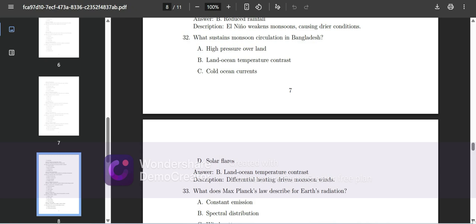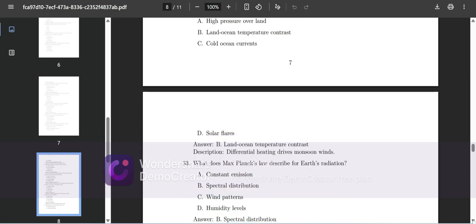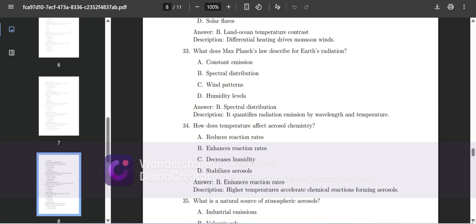What sustains monsoon circulation in Bangladesh? Land-ocean temperature contrast. What does Max Planck's law describe for Earth's radiation spectral distribution? It quantifies radiation emissions by wavelength and temperature.